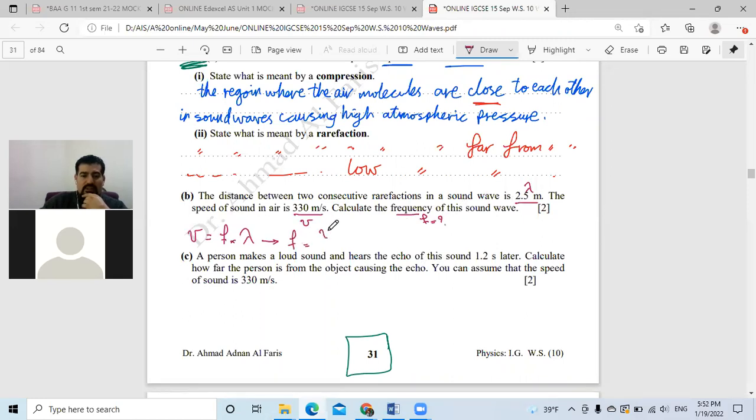So frequency equals speed over wavelength, which is 330 divided by 2.5. Using the calculator, the answer is 132. Let me check: 330 divided by 2.5. Yes, the answer is 132 hertz. That's the frequency here.